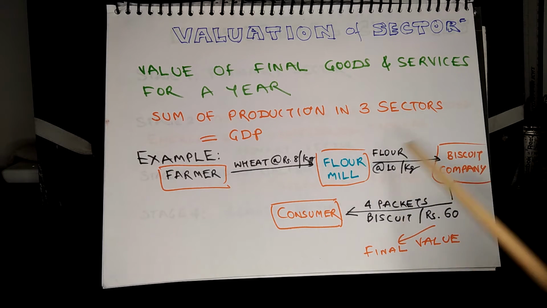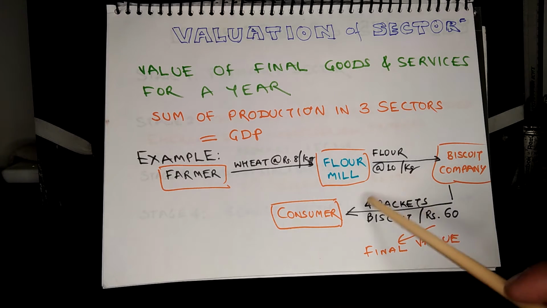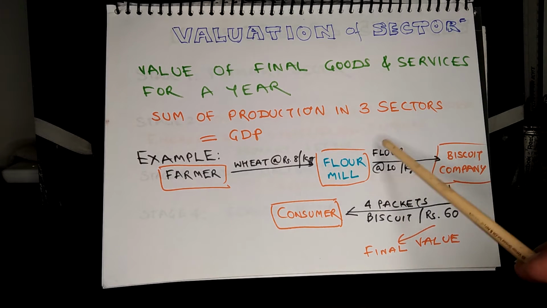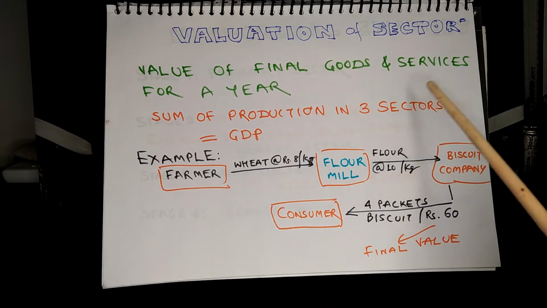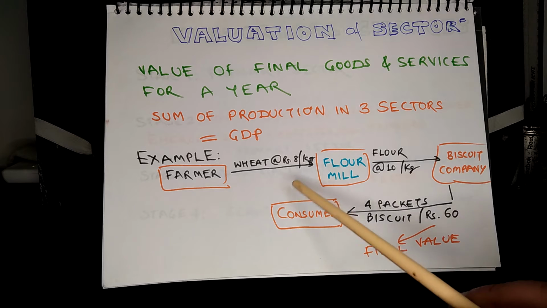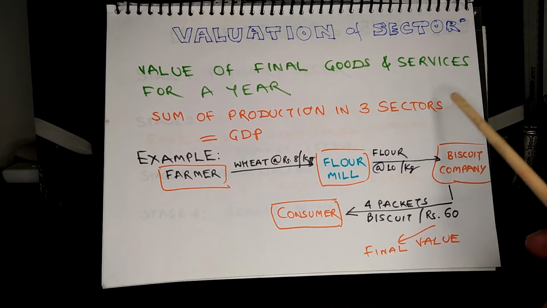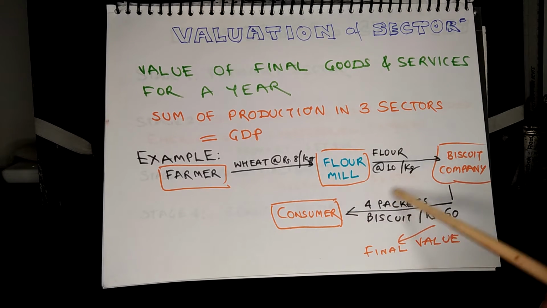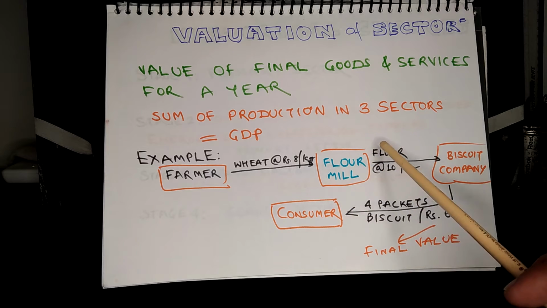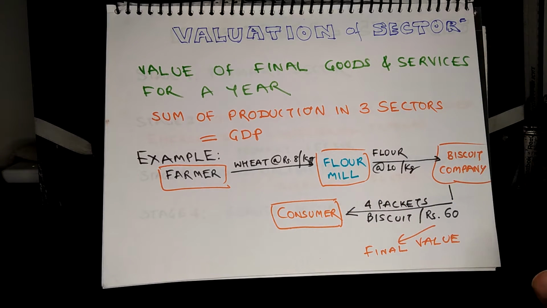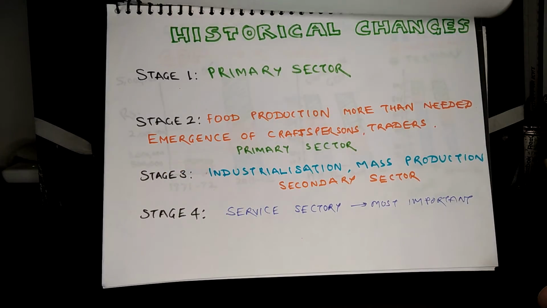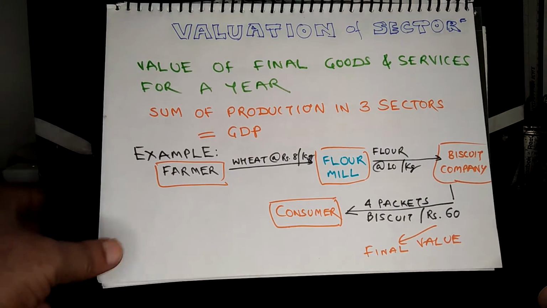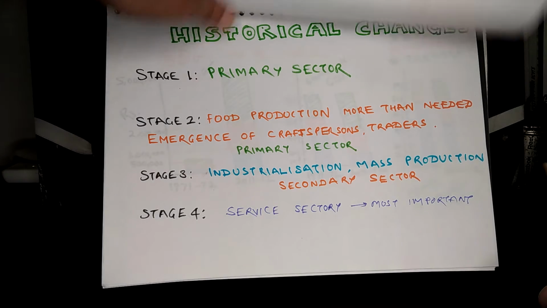So while calculating the valuation, we just take the value of these 4 packets of biscuits. The value of flour or wheat are not accounted because these are not reaching the final customer. These are being used as intermediary product while processing the biscuit. So this is the concept of finding the valuation of a particular sector. So we cannot take into account the value of raw materials.